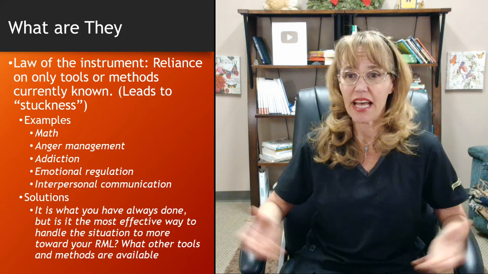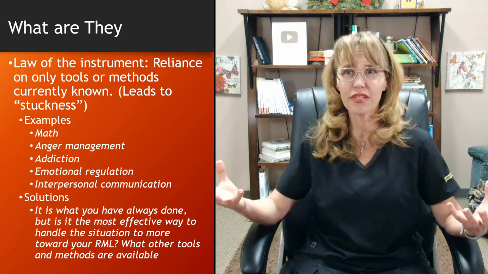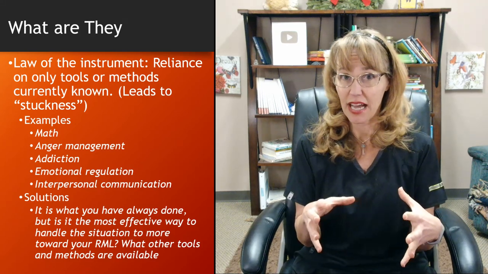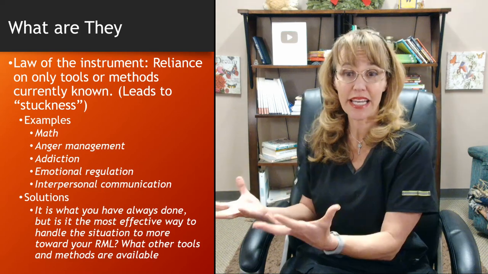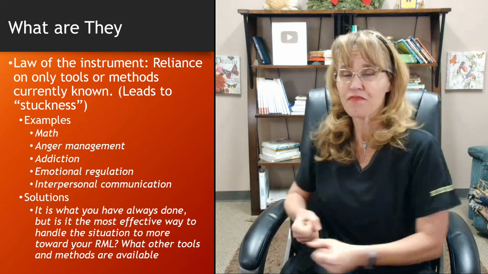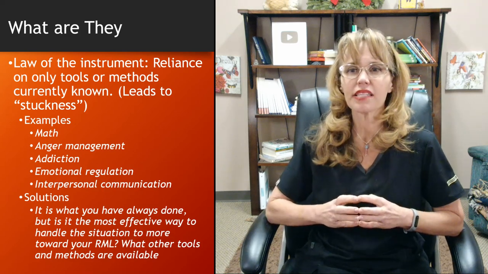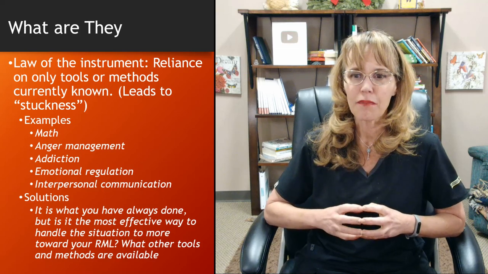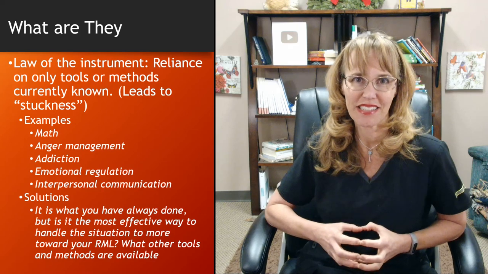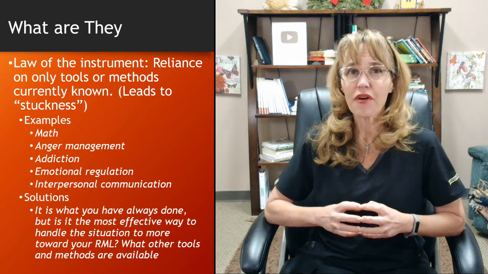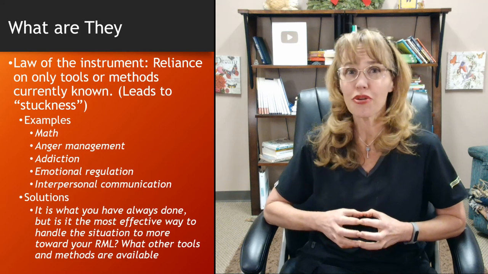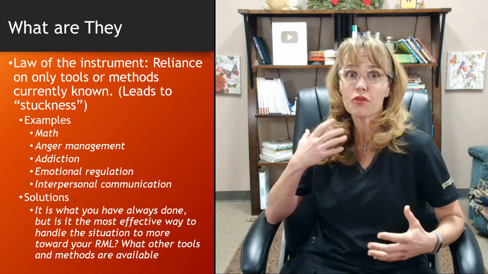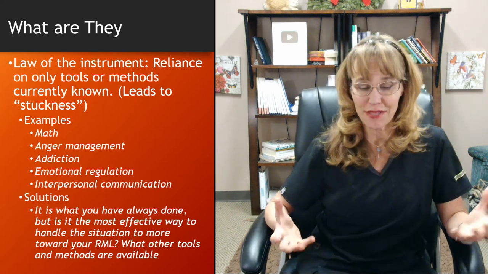Emotional regulation and interpersonal communication are two other examples. If we only use the skills and tools that we currently have, we may not be effective at regulating our emotions or communicating with other people. So we need to break this law of instrument and be willing to explore new strategies. Be willing to consider that there might be other instruments out there, other tools that actually work better, and be willing to search for them, ask for them.